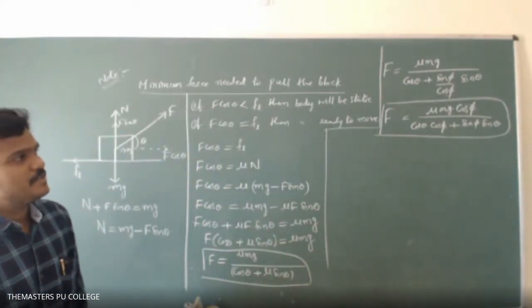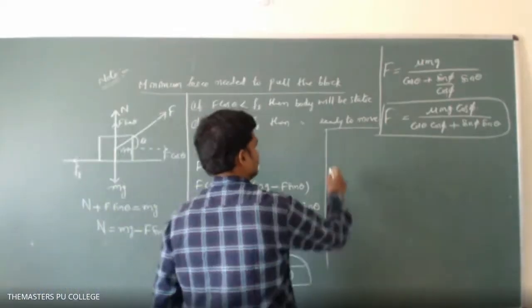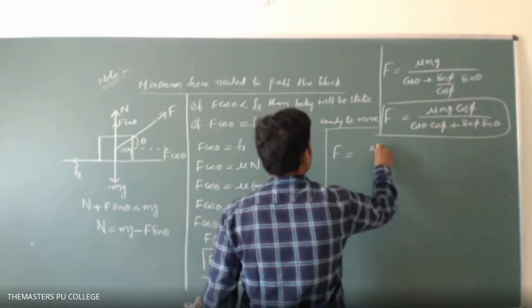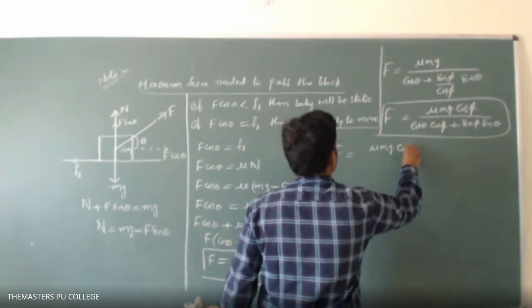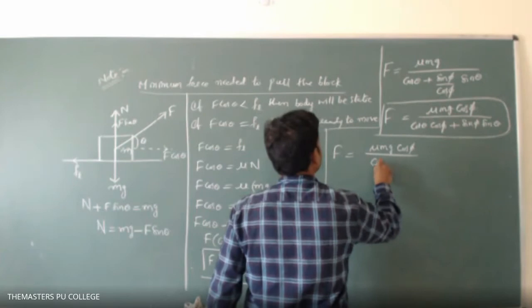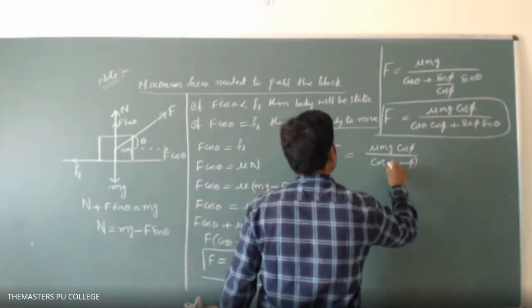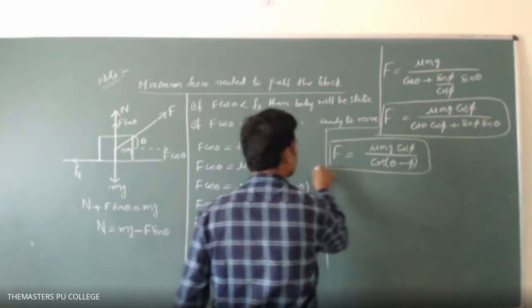Sir, can we write the cos phi denominator as cos of theta minus phi, no, sir? Yeah, that's what I want to write next. F is equal to mu mg cos phi. Shall I write this as cos of theta minus phi? Cos A minus B, one more form.